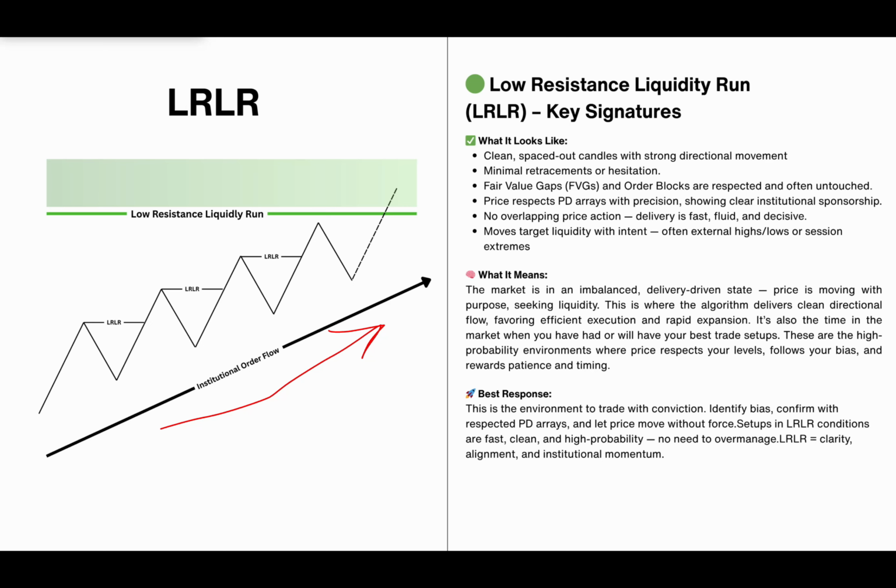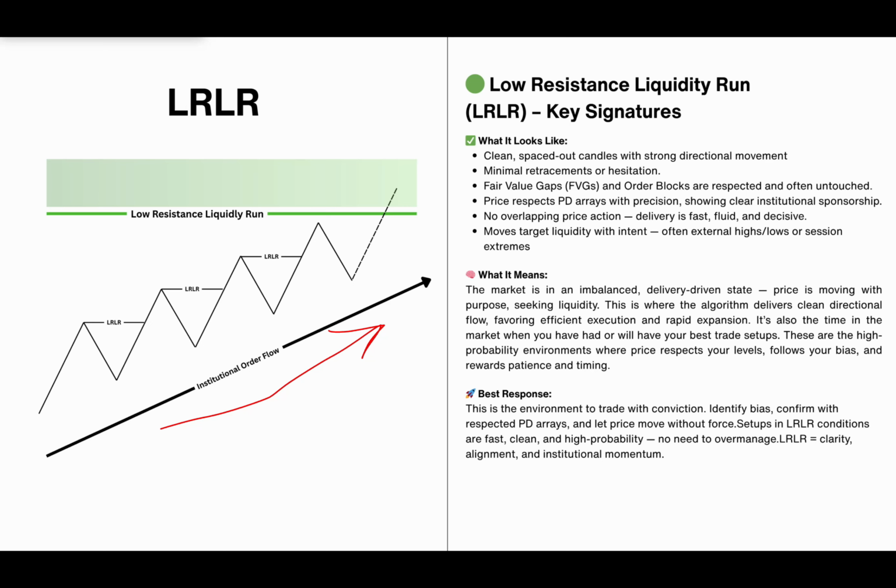minimal retracement. Fair value gaps and order blocks are respected and are often untouched, meaning that institutional sponsorship is holding up. Those fair value gaps and order blocks are holding price. That means you are in a good condition. What it means is the market is in an imbalanced state, right? This is an imbalanced state.